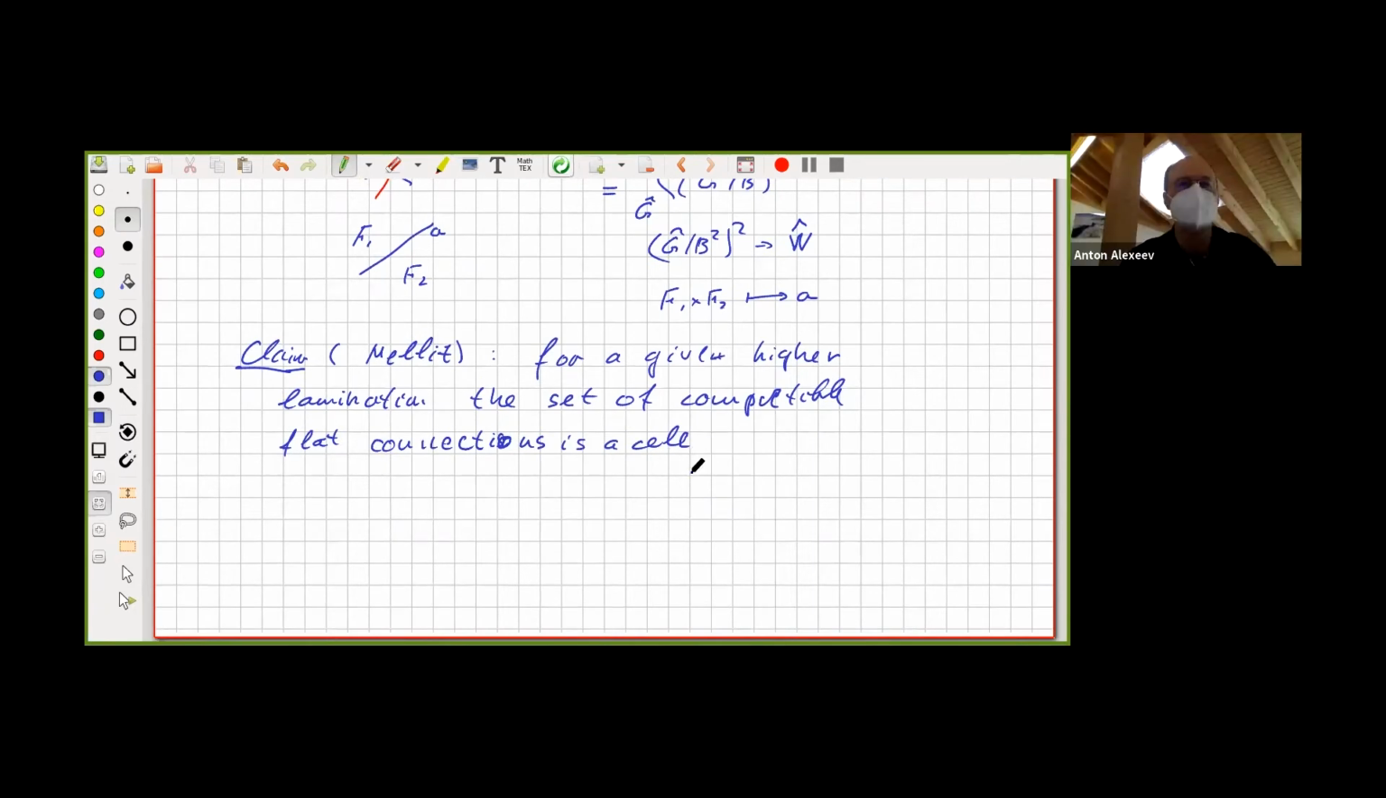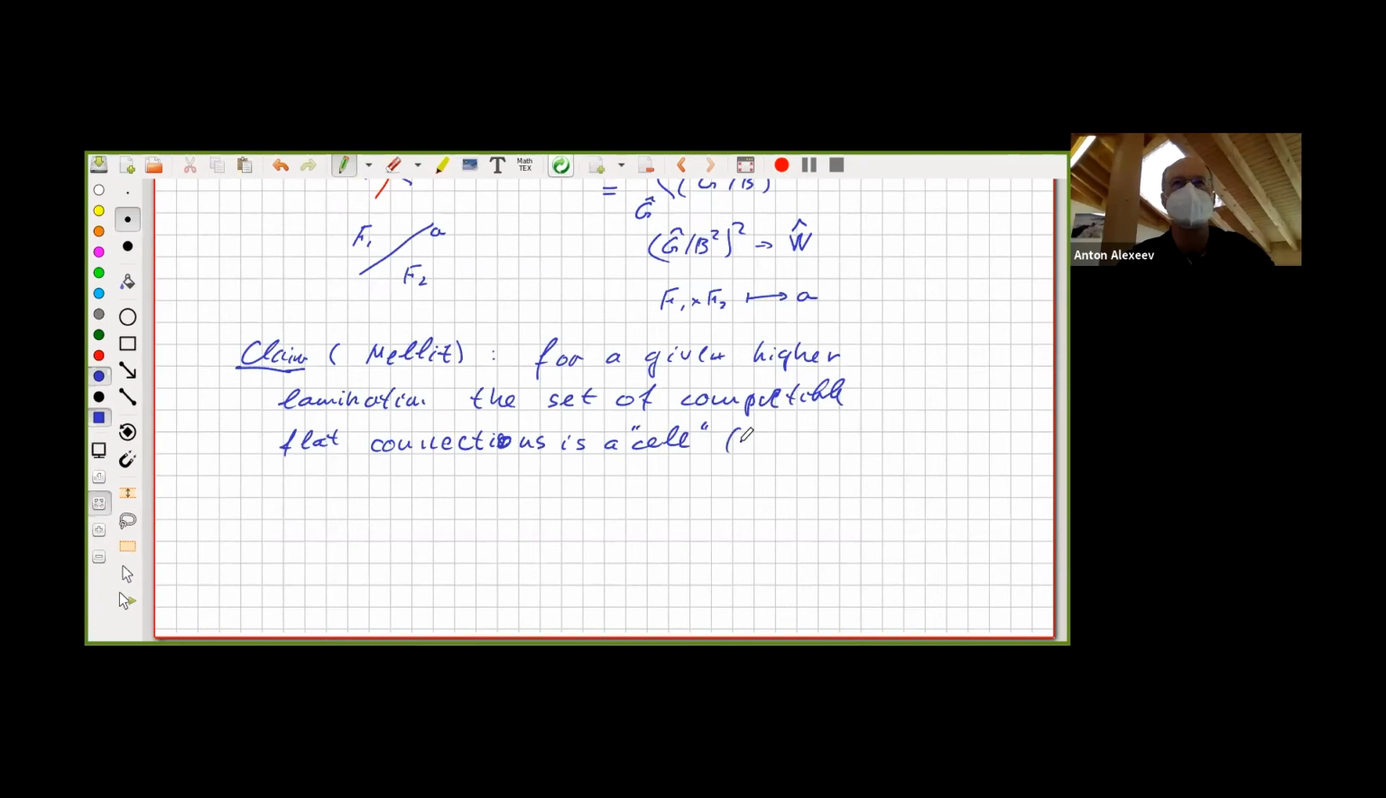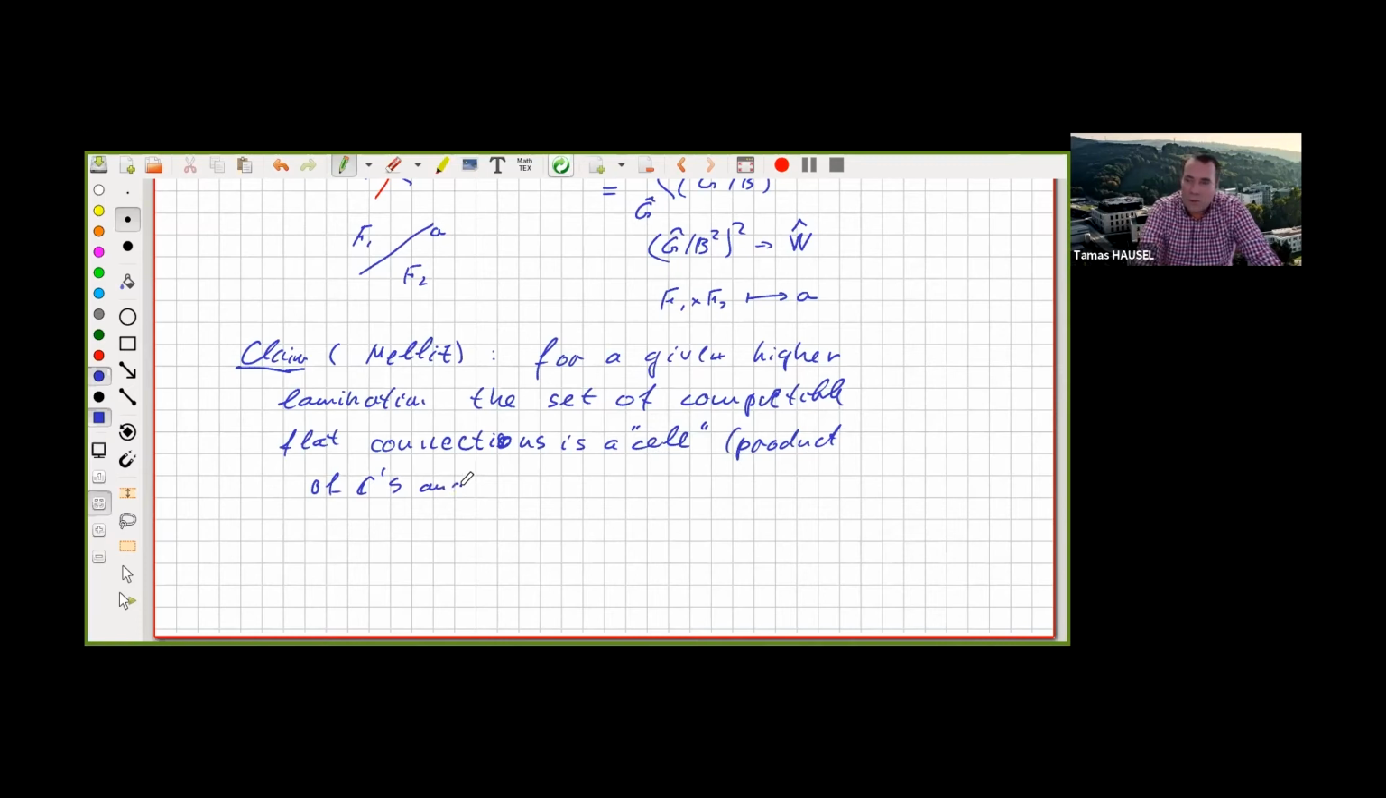Maybe I have an easier question. What does it mean that it is a cell? Cell, in a sense, is a product of C stars. You can introduce a coordinate chart. Once again, I would like to do it in a cluster way. Anton introduced charts which are not cluster. I didn't understand the construction quite well, but definitely it's a product of C and C stars. Okay, I know which paper it is then.